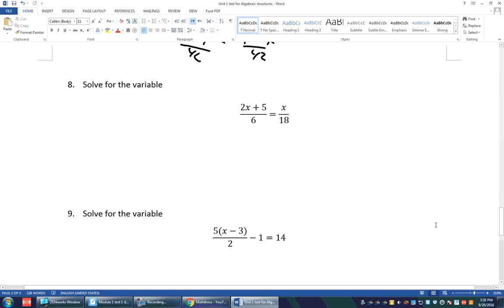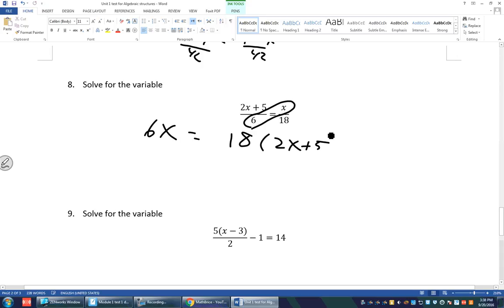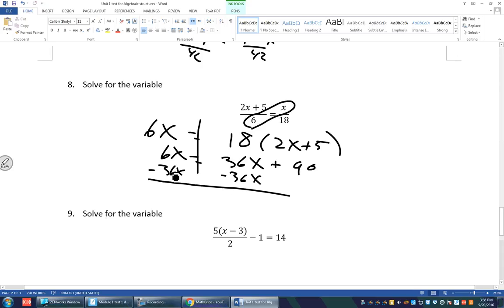Next page, number 8, solve for the variable. Exactly the same thing, a fractional equation. 6x equals 18 parentheses 2x plus 5. I distribute the 18, so 6x equals 36x plus 90. I can subtract the 6x and have a 0 here on the left-hand side, but I'm going to choose to subtract the 36x so that there's a placeholder. Negative 30x equals 90. Divide by negative 30.